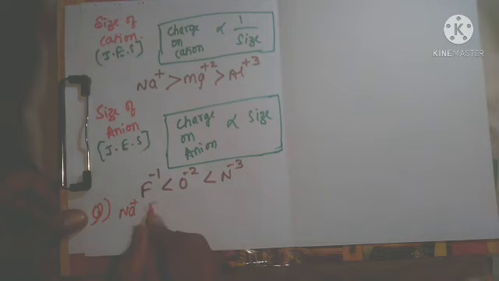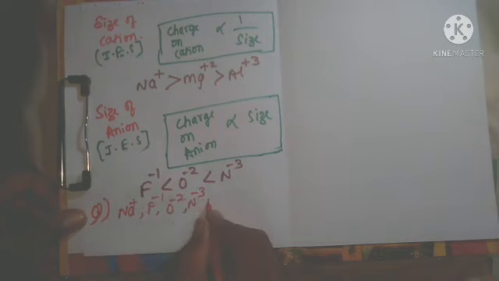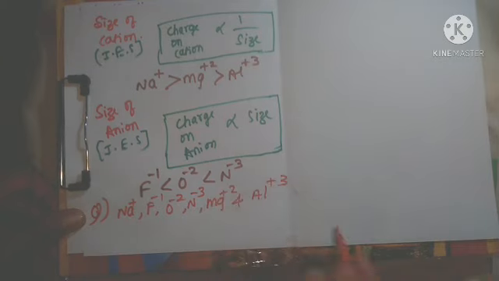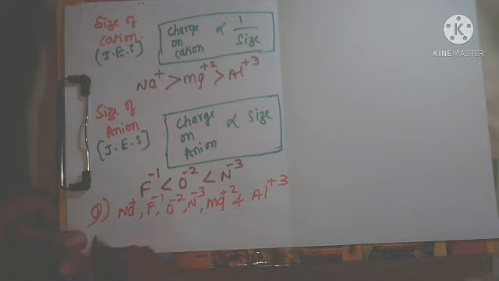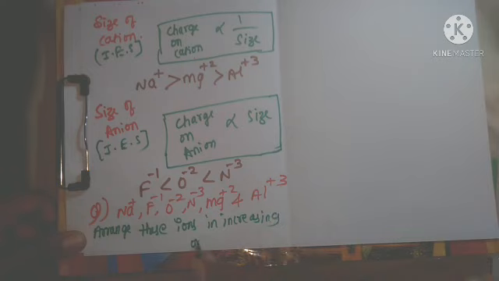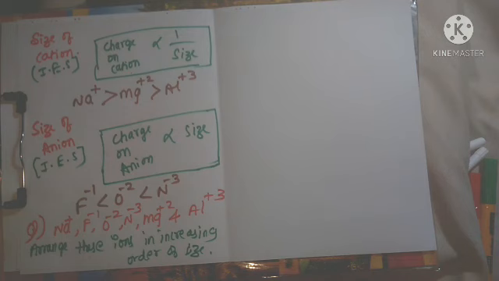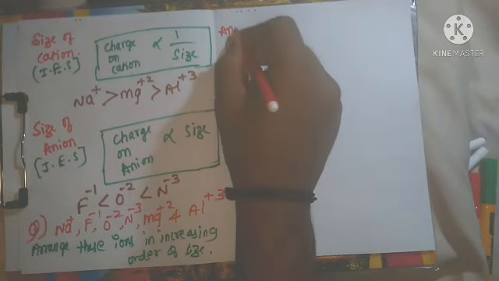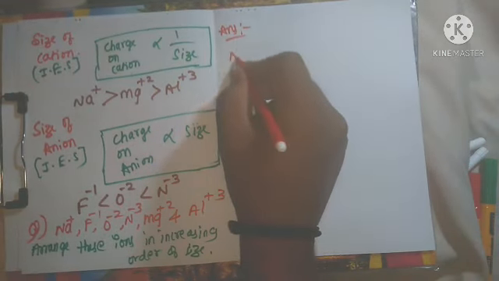Na+, F-1, O-2, N-3, Mg+2, and Al+3. Here what he is asking is to arrange these ions in increasing order of size. Increasing order of size he is asking. Now just to check the answer, what are the given elements?